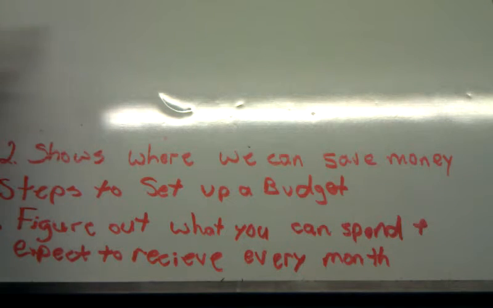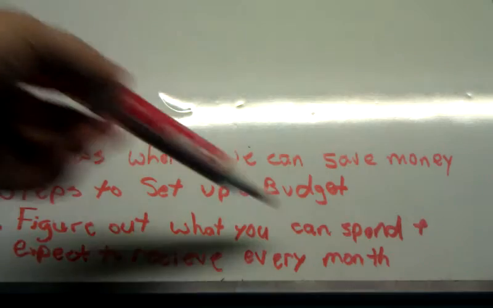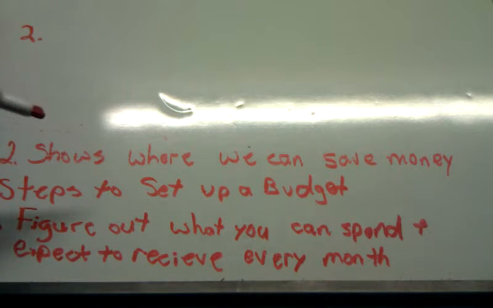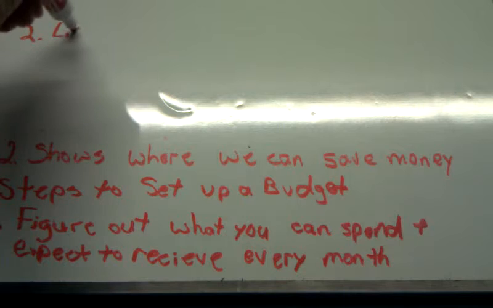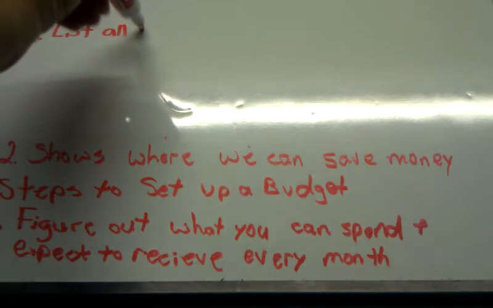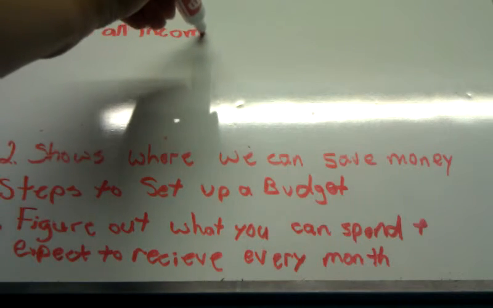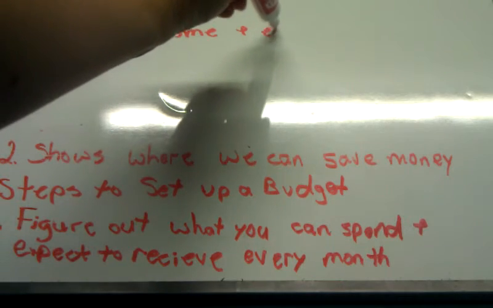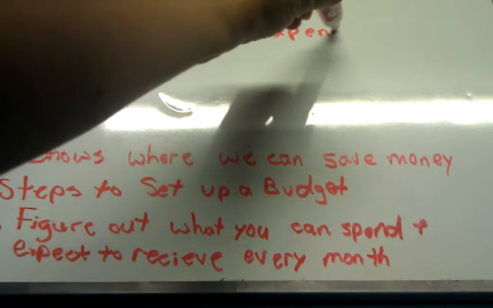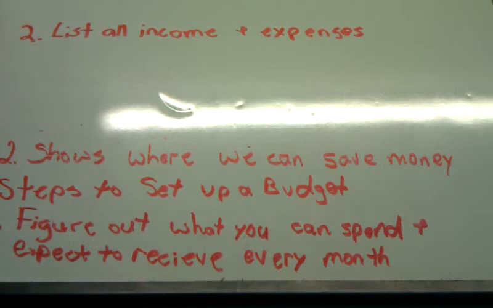Okay. So step number 2 in setting up a budget. Number 1, we just put how much we expected to spend and receive every month. But number 2, we're going to have to be thorough and list all income and expenses. You need everything, no matter how small of an expense it is, because it'll add up.